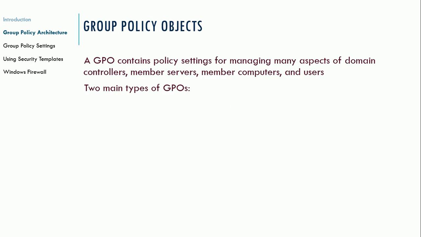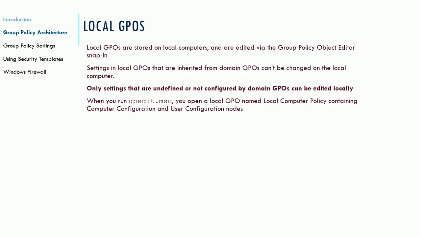Group policy contains policy settings for managing many aspects of domain controllers. There are lots of different settings available to us in group policy, but there are two main types: local and domain GPOs. A local GPO is available outside of Active Directory. Every Windows computer, whether server or workstation, has a local GPO. If you run gpedit.msc on any Windows computer, it'll bring up the group policy editor, and you can change security policy settings on a Windows workstation.